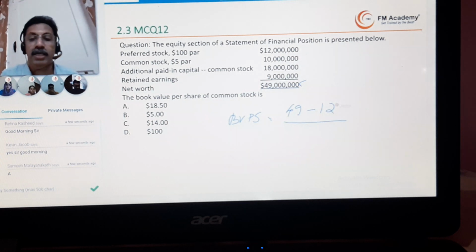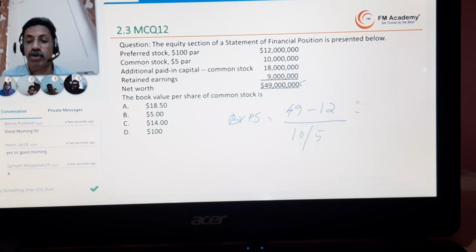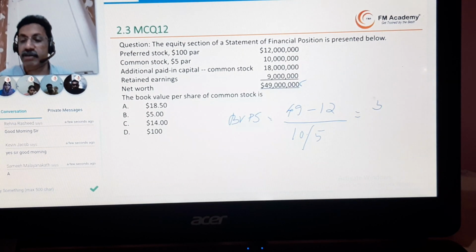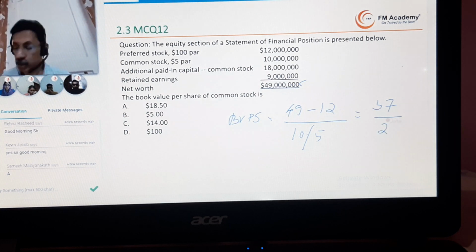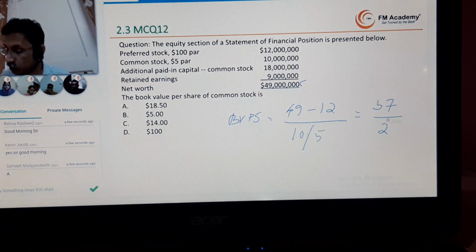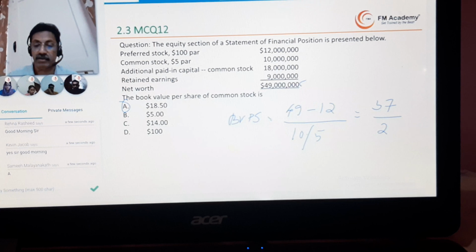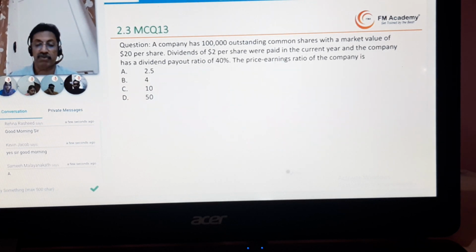Divided by 10 million is the face value, but $5 per share. So 49 minus 12 is 37. 10 divided by 5 is 2. So there are 2 million shares and 37 million in the numerator. 37 divided by 2 is 18.5. All of you got the answer, but I have just refreshed your memory on the theory on that.